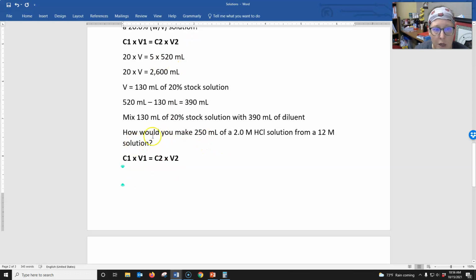So, okay, our C1 is the stock. We're going to do stock. So we're starting from a 12 molar.